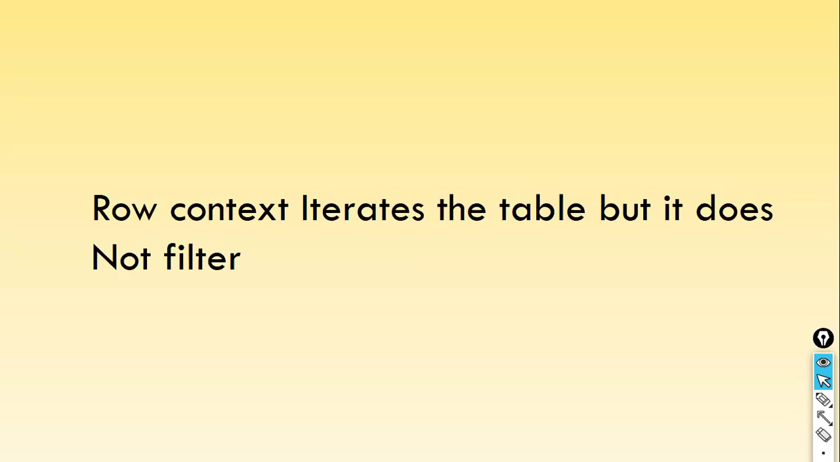Iterates means row by row, going to each and every row. Iteratively it goes to each and every row, and then it evaluates the calculation. Quantity into price, right? For each and every row it picks up the quantity and the price, and then it multiplies the quantity and price to get the sales amount. Next one is the filter context.